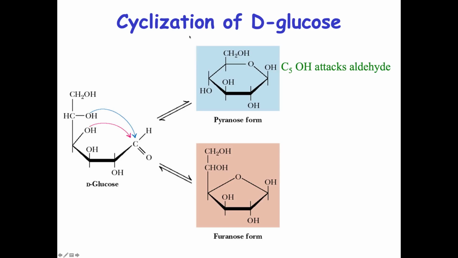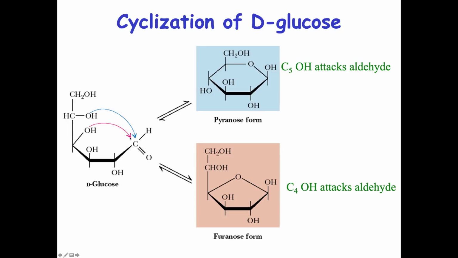Here we see, again, another representation of the cyclization of D-glucose. We see here that it can form a 6-membered pyranose ring or a furanose ring. The type of ring that is produced is determined by which hydroxyl group attacks the aldehyde. If we look at the blue arrows, the C5 hydroxyl attacks the aldehyde, and we get the formation of the structure highlighted in blue here, which is the pyranose form.